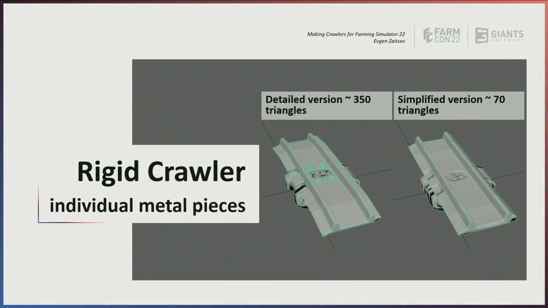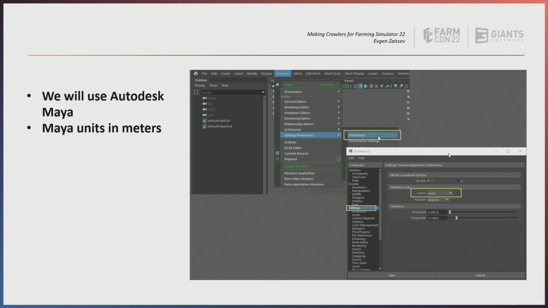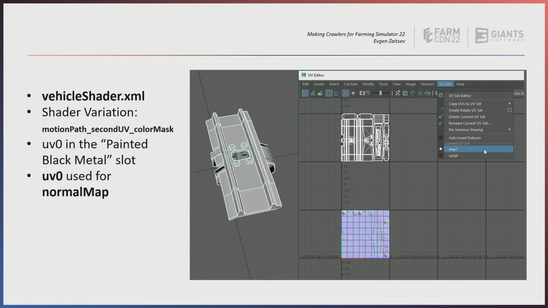First of all, I will be using Maya. This is our main software which we use internally. Before doing anything, you need to make sure that in the preferences the units are set to meters, because it's important. I'm assuming you are already familiar with the vehicle shader pipeline which we have. Because it's a vehicle, you have to use this shader, and depending on your UV position, it applies a different material. So is it metal or is it something else?